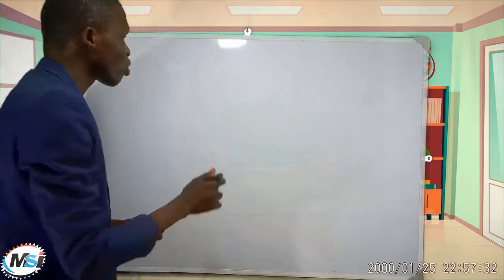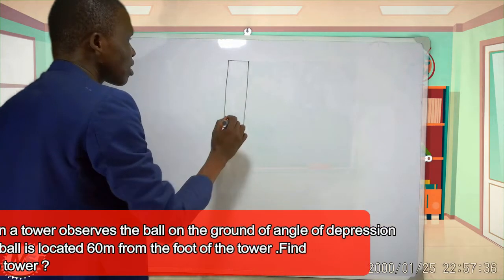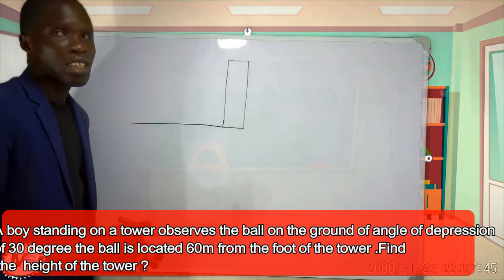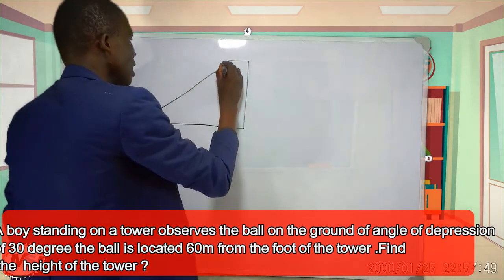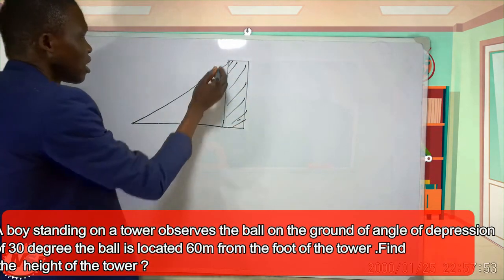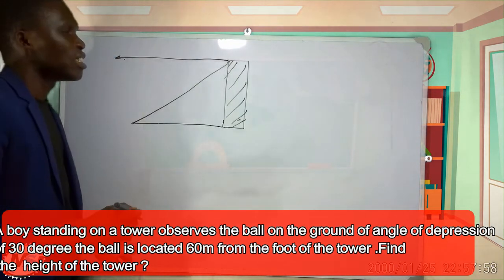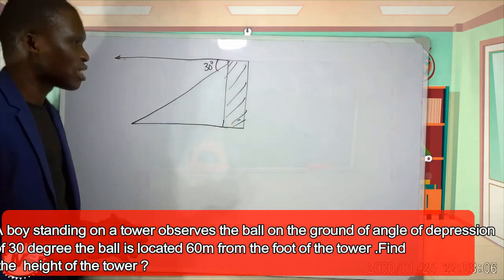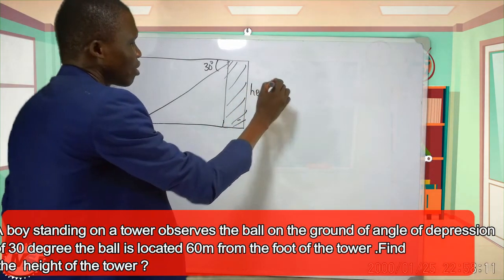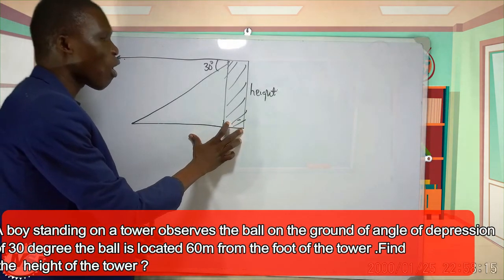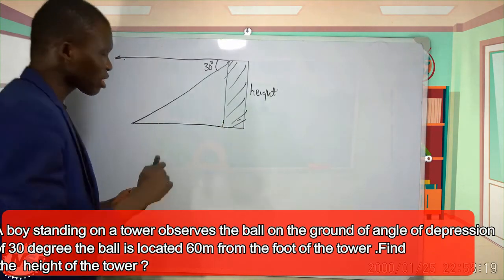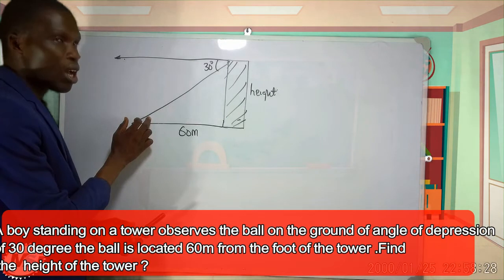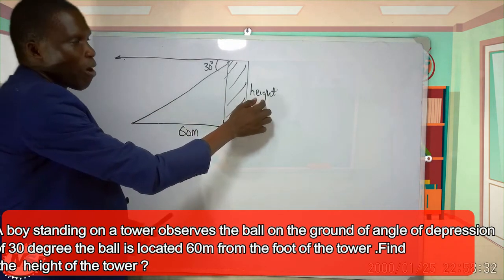The first thing is, let's draw the tower. Let's say this is a tower, right? And the foot of the tower is here, right? The man is up on this tower, and the angle of depression is here. The angle of depression is 30 degrees. So we have 30 degrees here. This is the height of the tower, and the distance between the foot of this tower and the ball is what? 60 meters. Now, you need to understand this angle. If you don't know this angle, you cannot find the height of this tower.